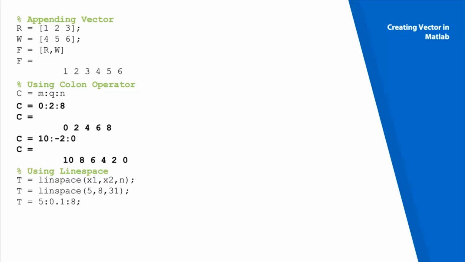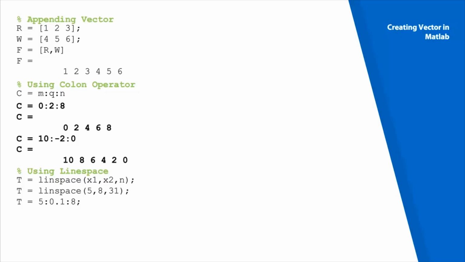Another way we can create a vector is using the colon operator as C = M:Q:N, where M is the starting point or the first value and Q is the incrementing factor. The final value can be either N or a value less than N. For example, take 0:2:8. We get a vector with the values 0, 2, 4, 6 and 8.